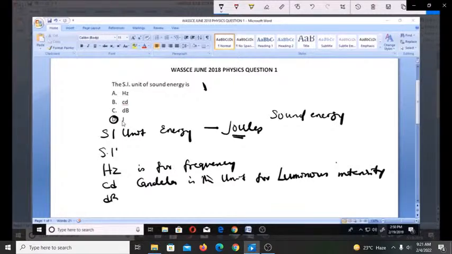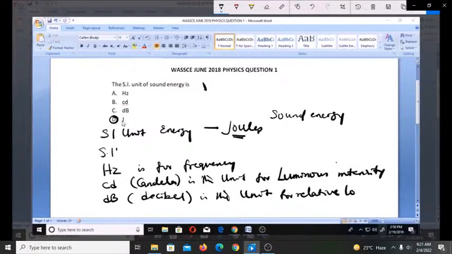Now, dB, also called decibel, is the unit for relative loudness of sounds. So some people might want to pick decibels, but it's not actually decibel, because decibel is the unit for relative loudness of sound. But if you talk about sound energy, the unit is joules.